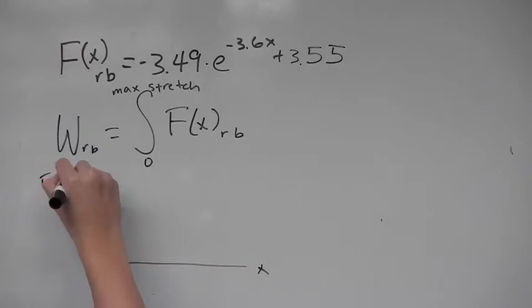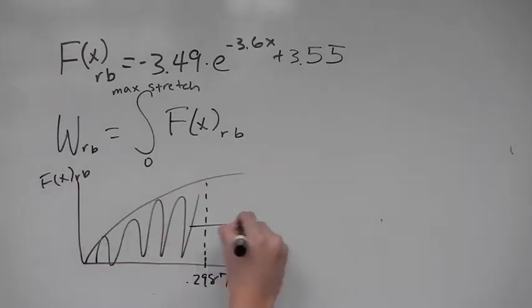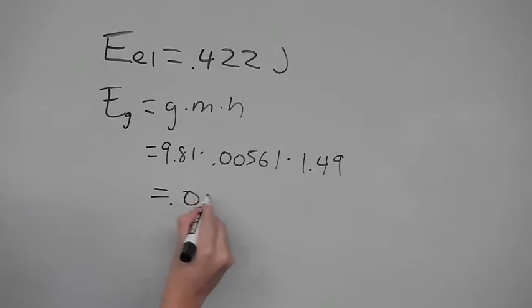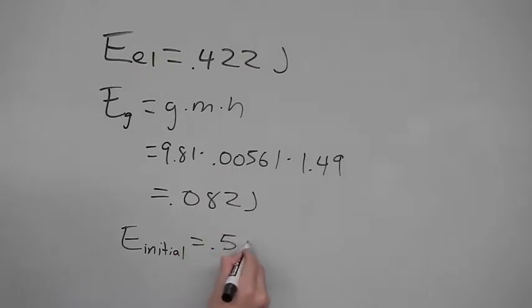Now we can integrate this function from 0 to the rubber band's maximum stretch during the launch, which was 0.2987 meters. This gives us 0.422 joules for the elastic energy. The gravitational energy was found using the previously stated mass and height. The sum of these two energies gives us the initial energy of the glider, 0.504 joules. At any point in time, the total energy will always be 0.504 joules because energy is conserved.